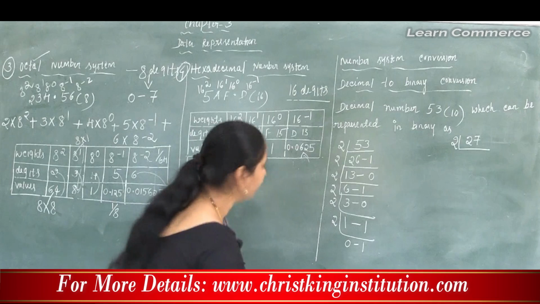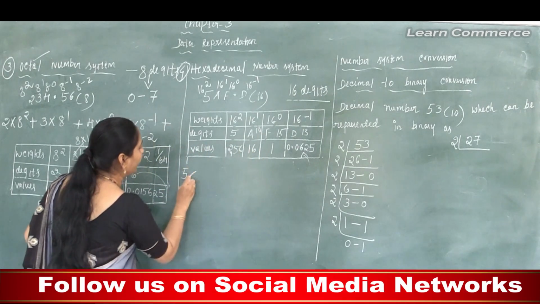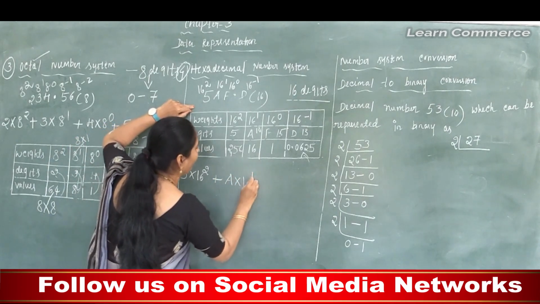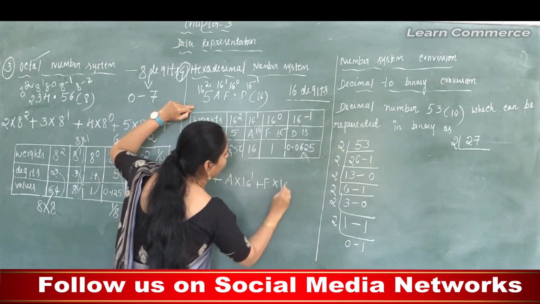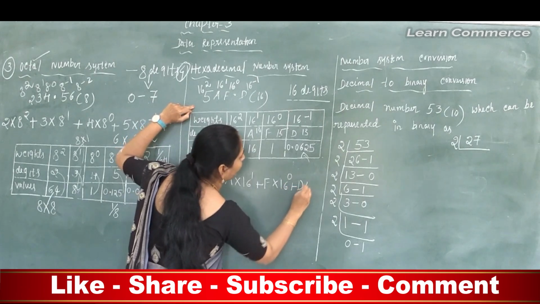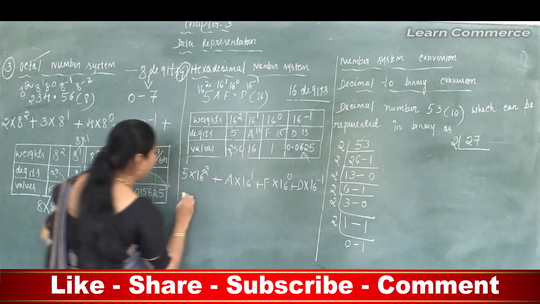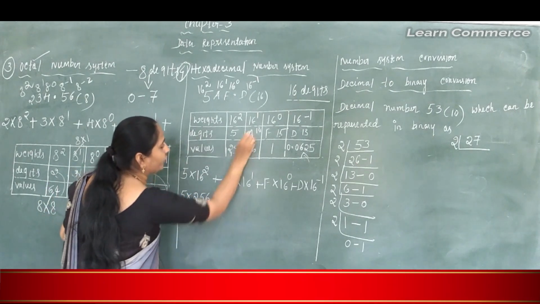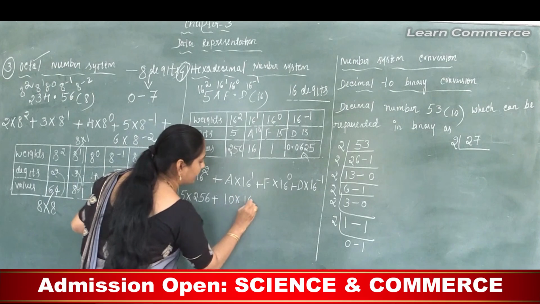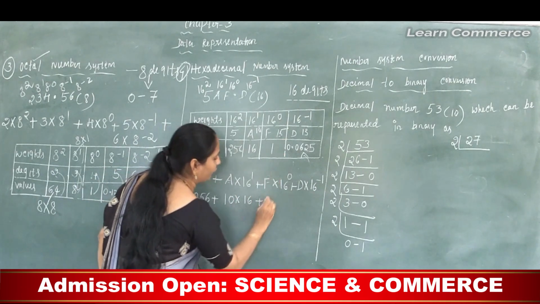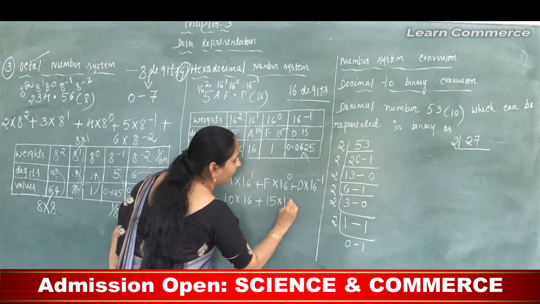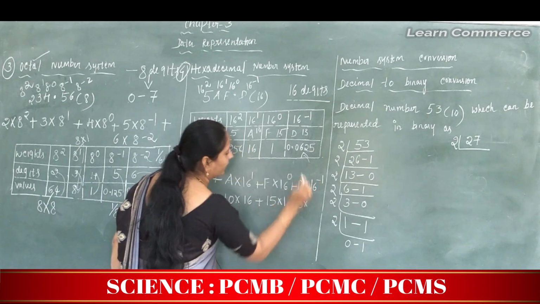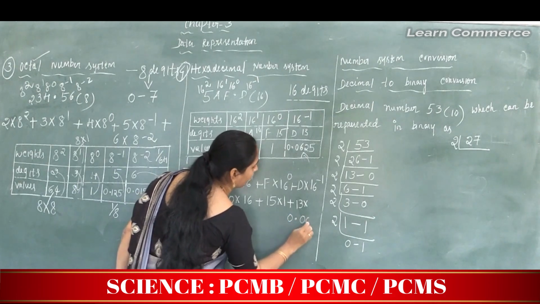The representation is 5 into 16 to the power of 2, A into 16 to the power of 1, F into 16 to the power of 0, D into 16 to the power of minus 1. And as we know, 5 into 256, plus A value is equal to 10, 10 into 16, plus F value is 15, 15 into 1, plus D value is 13 into 1 by 16, the value is 0.0625.